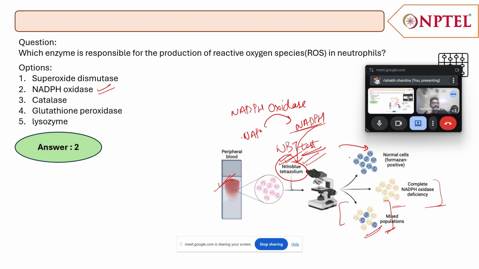Okay, so this is a test that is similar to another test, MTT. Okay, so this is also a tetrazolium test. This actually helps to check whether cells are live or not. Okay, so this is how the test is done. Okay, so any doubts in this particular slide?